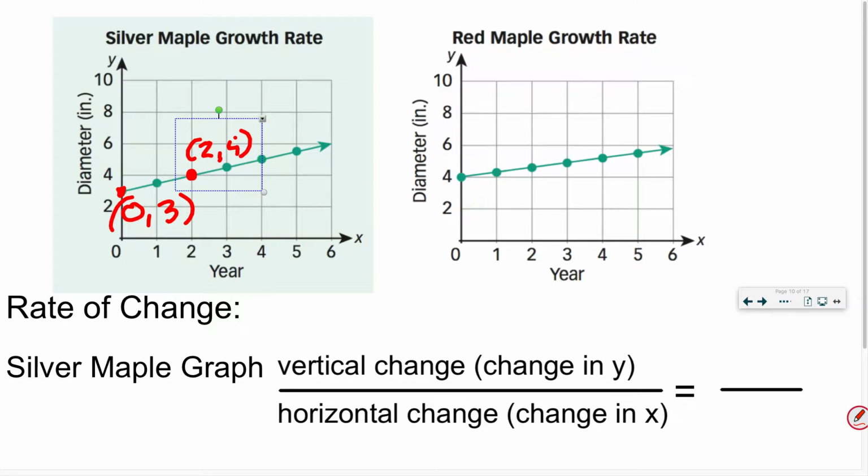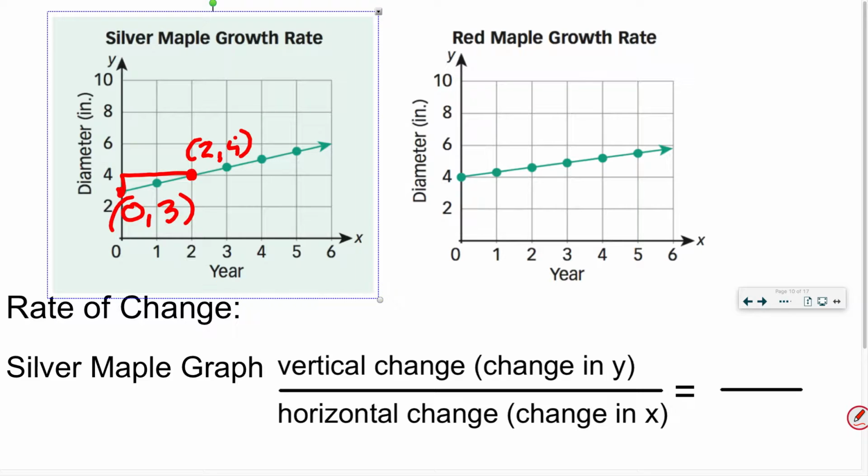Okay. So how did we go up and over? How much did we move? For every 1 year, how much are we growing? So from year 0 to year 2, how many inches did we grow over those 2 years? If we went from a Y of 3 to a Y of 4, how many inches? 1 inch. So we did 1 inch every 2 years. So how much did we do in just 1 year? Half an inch. Okay, so you can say 0.5.